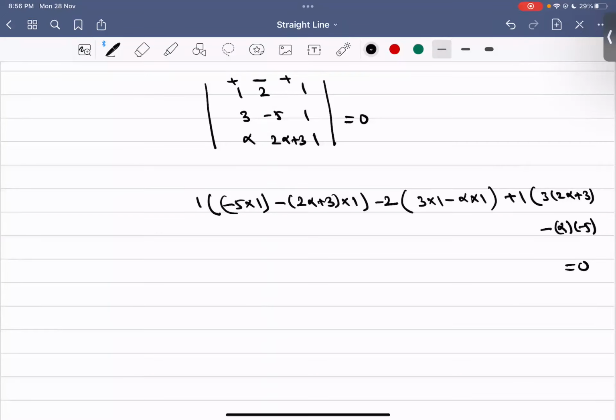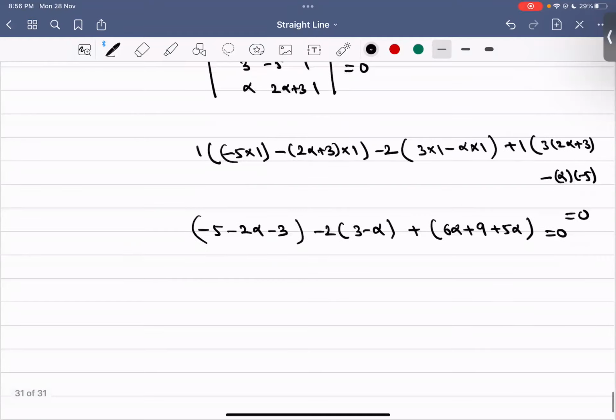So this is equal to -5 - 2 alpha - 3. This is the first bracket. Minus 2 into (3 - alpha). This is the second bracket. Plus 6 alpha + 9 + 5 alpha is equal to 0. Now this is equal to -8 - 2 alpha - 6 + 2 alpha + 6 alpha + 5 alpha.